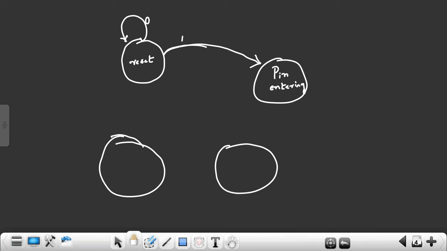If the pin is entered wrong or the pin is not entered for a long time, then I am going to get logic 0. If logic 0, I will go to the reset state. Reset state means the pin entered is wrong, or the pin is not entered for a long time, I will go back to reset state. If the pin entered is correct, then I'll get logic 1. If the output is logic 1, I'll go to the next state. This state is called the amount entering state.